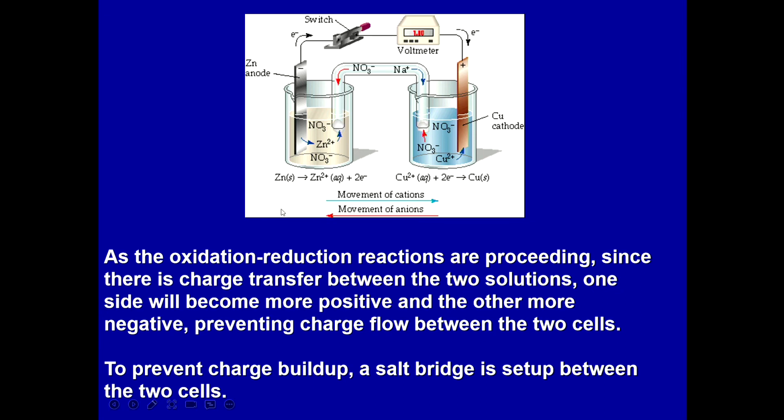If in this solution there are too many cations, some cations will go from this side to this side. And if on this side there are too many anions, the nitrate ion will go from this side to this side. This bridge is called the salt bridge. So through the salt bridge, we can balance the charges of these two sides.